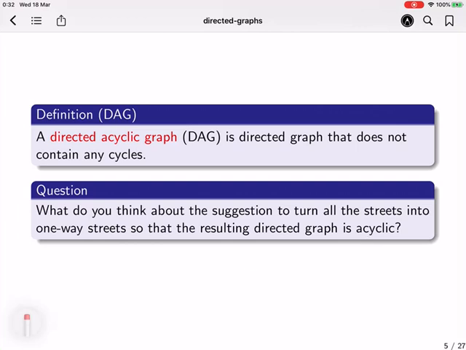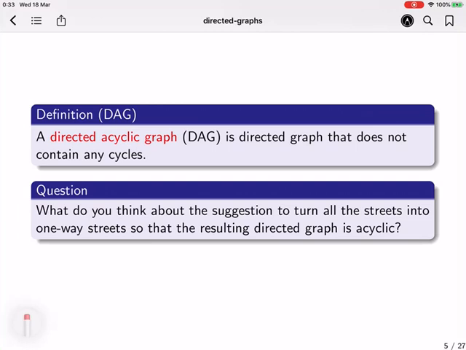So, for example, suppose you're looking for parking near your house. If the graph is acyclic, you cannot go around the block looking for parking. So that seems to be a good idea. But maybe it's not such a great idea, because in the morning, you leave your home and you drive to work, and then at the end of the workday, you want to drive back home.